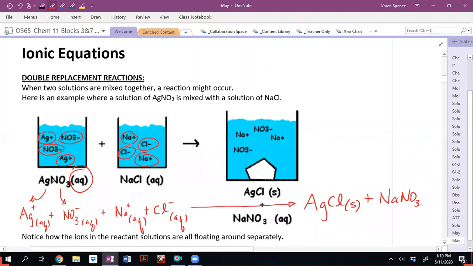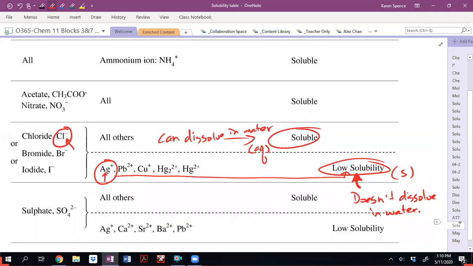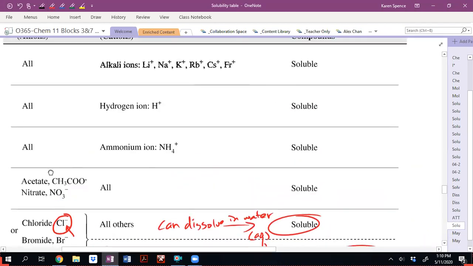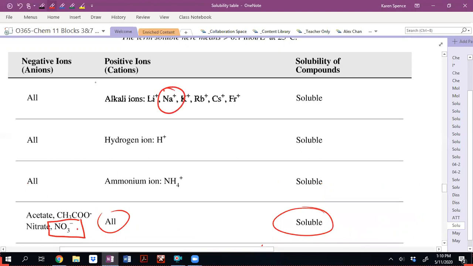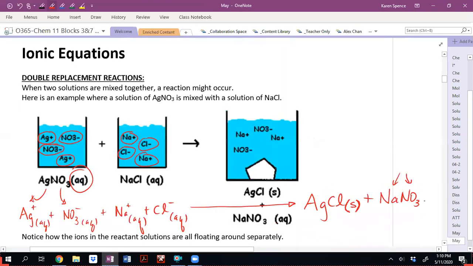So the silver chloride, we looked it up, it said low solubility, so it is solid. But now we need to go check on sodium nitrate. So we go to our table of solubilities and we look up, usually we'll be looking up our anion first, and in this case we're looking at nitrate, and oh my goodness, with everything it is soluble. That means that the sodium nitrate will be aqueous. Had we looked up the sodium, we would also see that alkali ions are soluble with everything. So again, that just proves to us that our NaNO3 is aqueous.